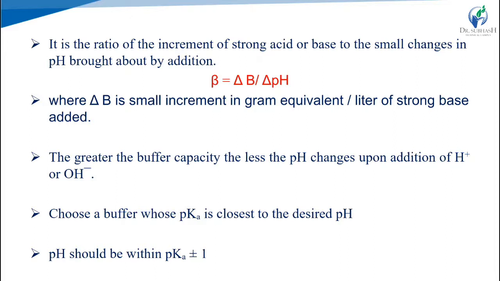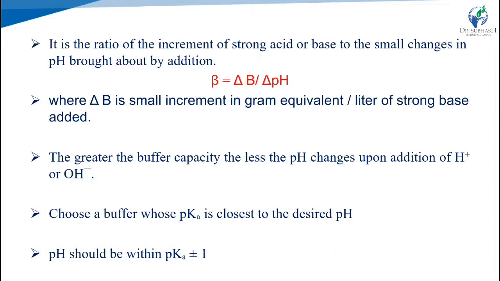Here delta usually means finite changes in the process: the change in pH, and delta B is the small addition, the small increments in gram equivalents per liter of strong acid or base that we add to the buffer to bring about a change of the pH. That ratio is what we call buffer capacity. Simply, it is the amount we would require to slightly change the pH of that solution or buffer.